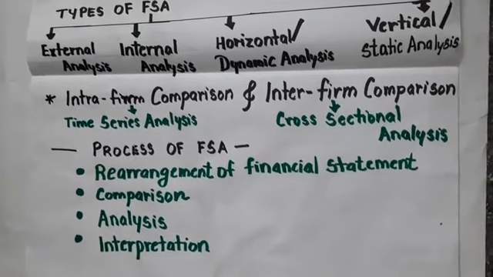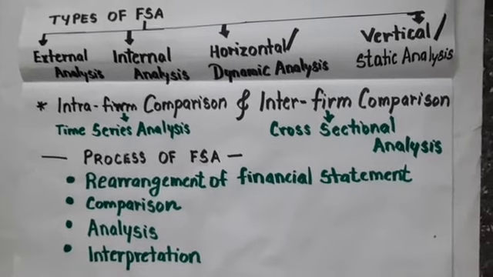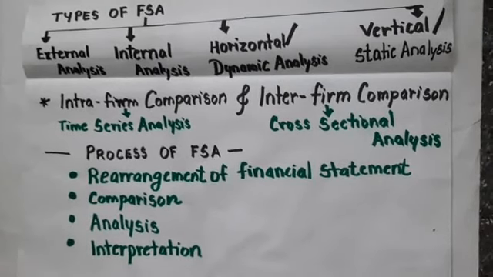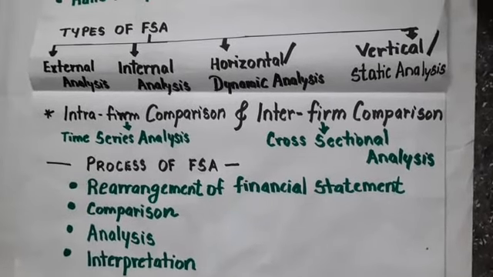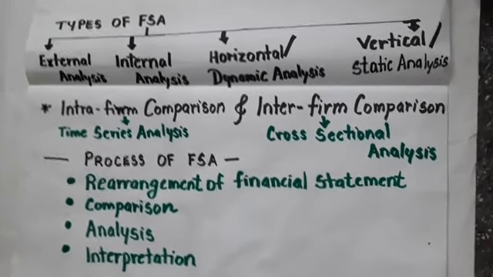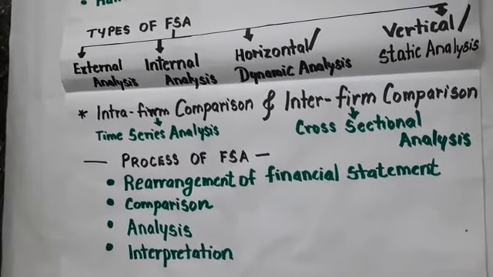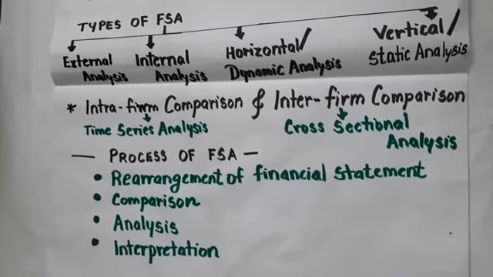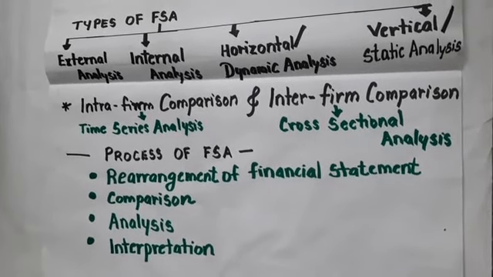Beside these types of classification, there are 2 more types of classification. The first one is intra-firm comparison. The second one is inter-firm comparison. A comparison of financial variables of a firm over a period of time is known as intra-firm comparison. Here we are comparing our own balance sheet or income statement of last few years. And in inter-firm comparison, it is a type of comparison in which a financial statement of 2 or more firms are compared for a year.